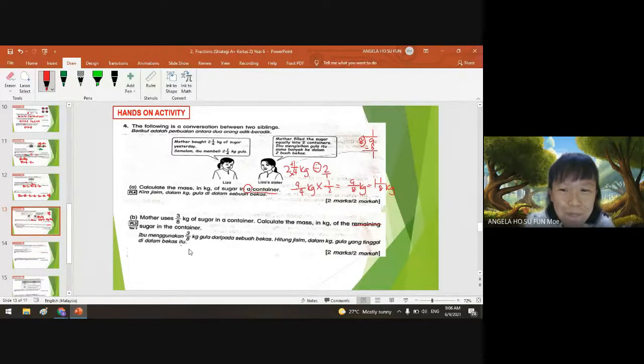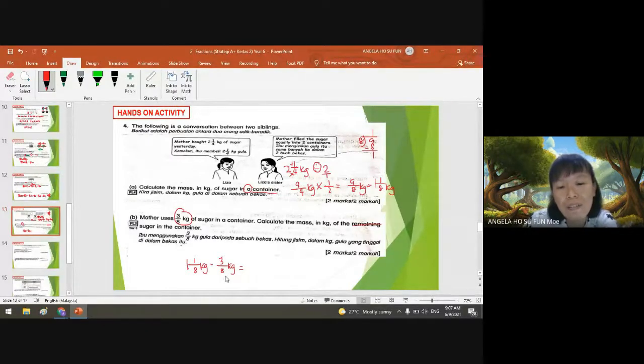3/4? You use one of the containers here, okay? It is actually 1/8 kg. But the mother used up 3/8. So I minus here. From here, I'm going to minus 3/8 kg. All right, this is the number sentence that you are going to form.